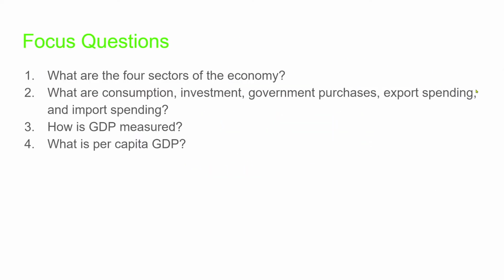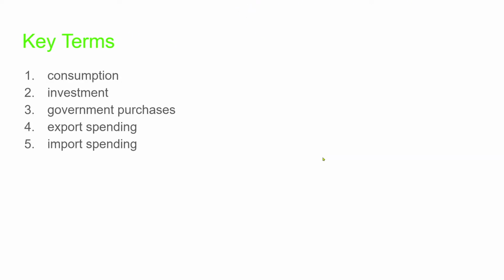So we have four focus questions. First is what are the four sectors of the economy? And then two is what are consumption, investment, government purchases, export spending, and import spending. Three, how is GDP measured? And four, what is per capita gross domestic product? Our key terms are consumption, investment, government purchases, export spending, import spending.